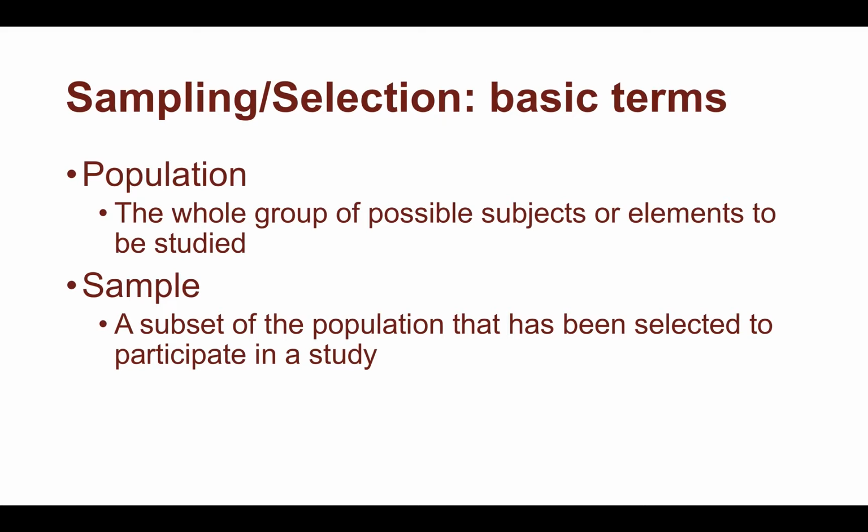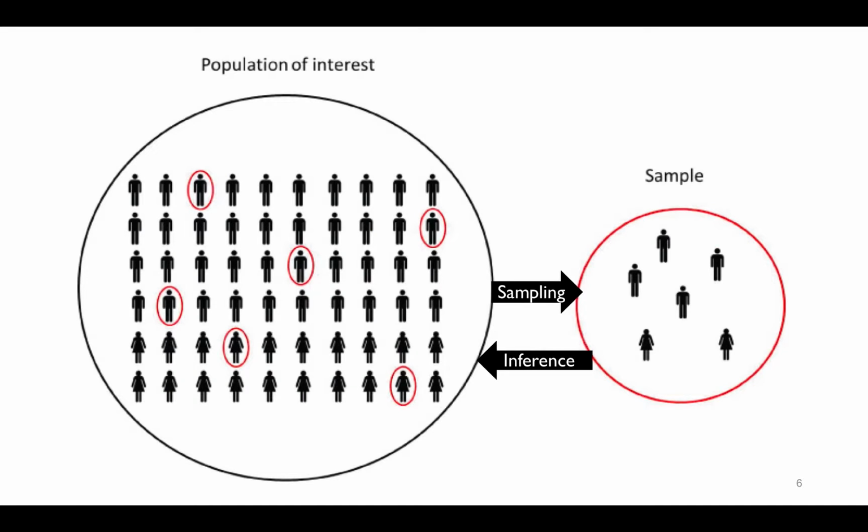For the rest of the video, I'll be talking mostly about sampling/selection. So some basic terms. The population is the whole group of possible subjects or elements to be studied. The sample is a subset of that population that has been selected to participate in the study. So just a visual of this, on the left-hand side, we see kind of the whole population, and on the right-hand side, we see the sample of 6 people, 4 men, 2 women, that have been selected through sampling to participate in this particular study.